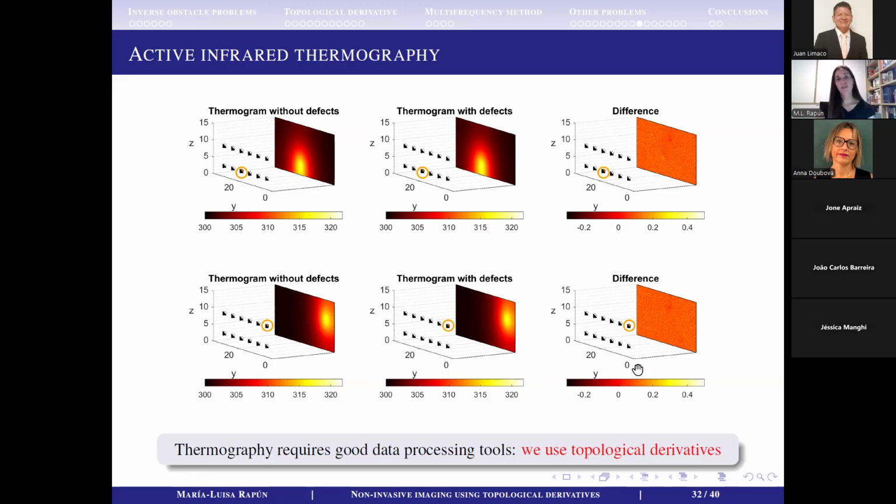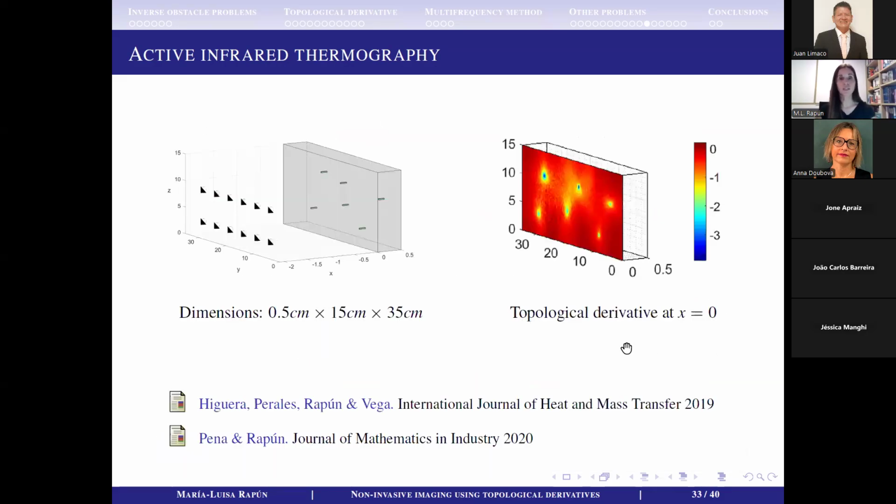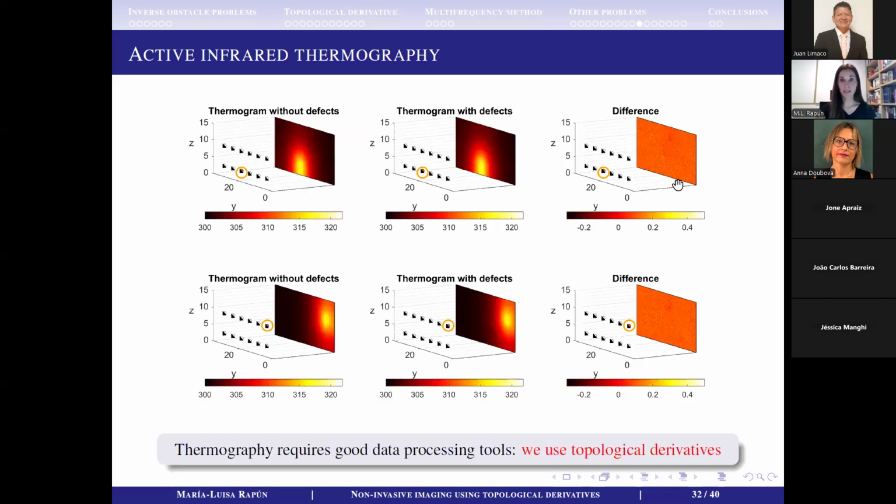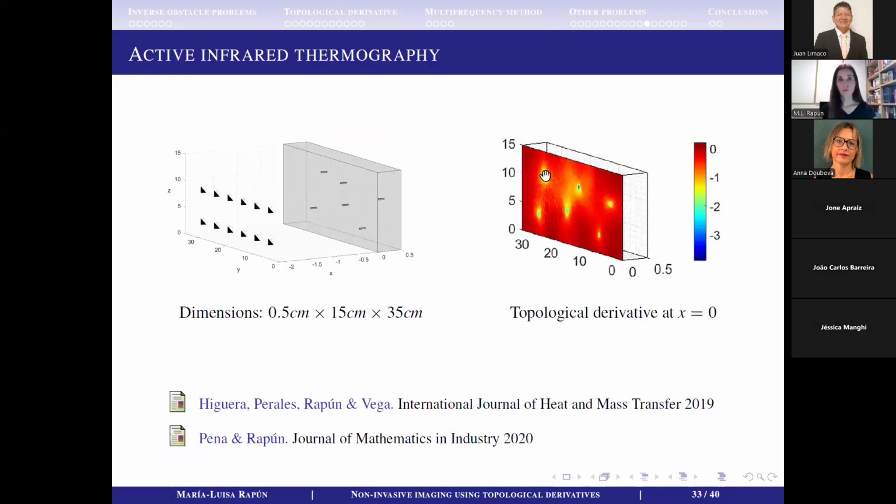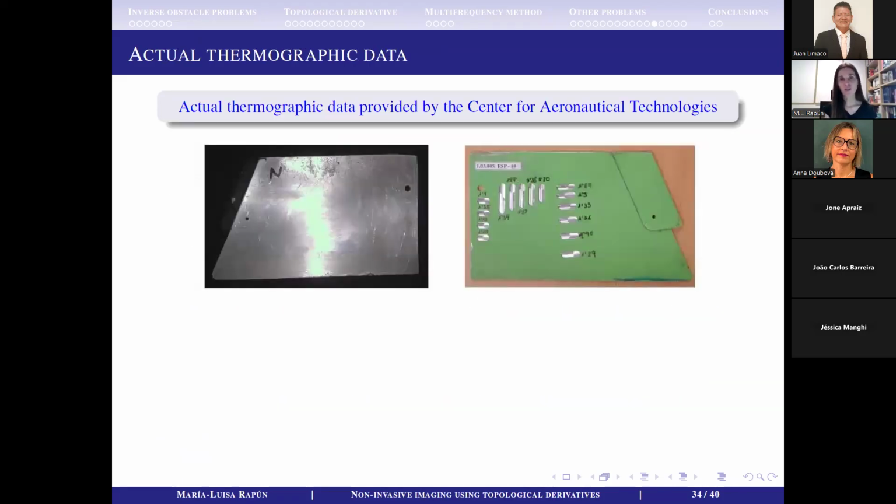Okay, so the idea here in this work was to use the topological derivative to process this kind of data, this kind of images, to try to identify the location of the defects. And as you can see here, the method is very competitive, and by processing exactly the same data that I'm showing here, we were able to identify the position of the 6 tiny interior cracks that were located inside the plate.